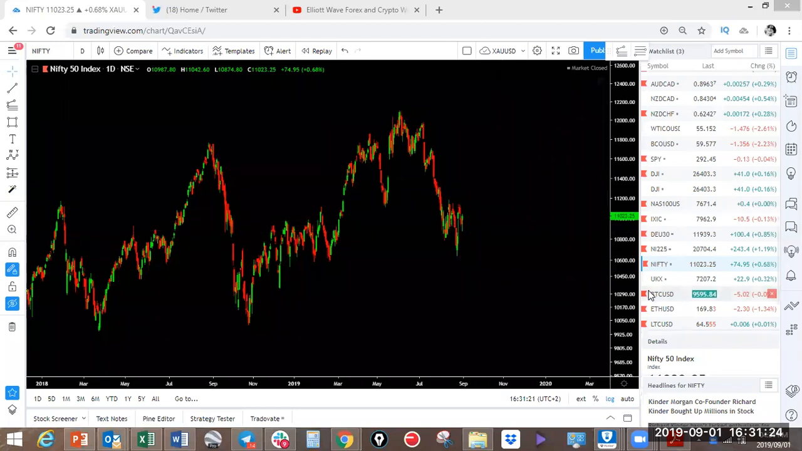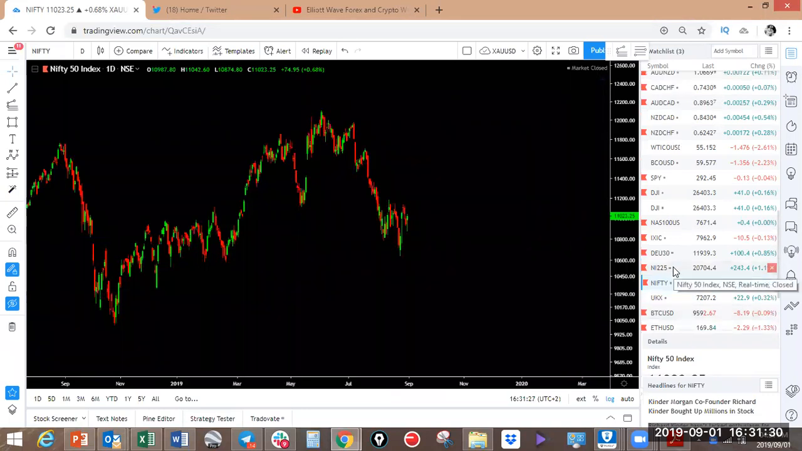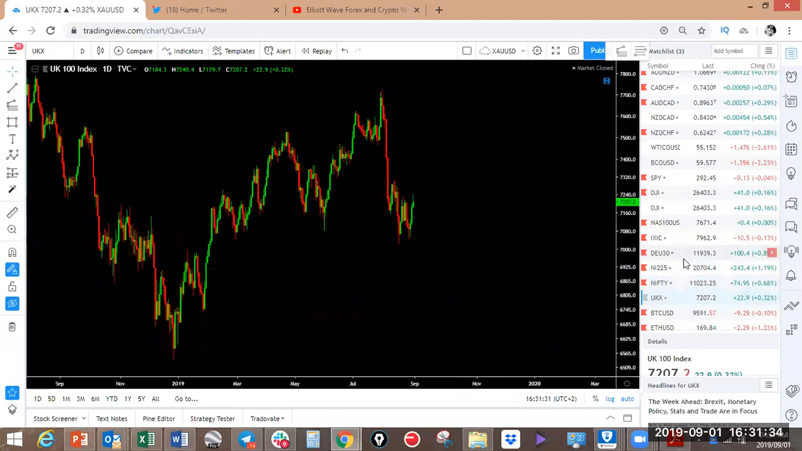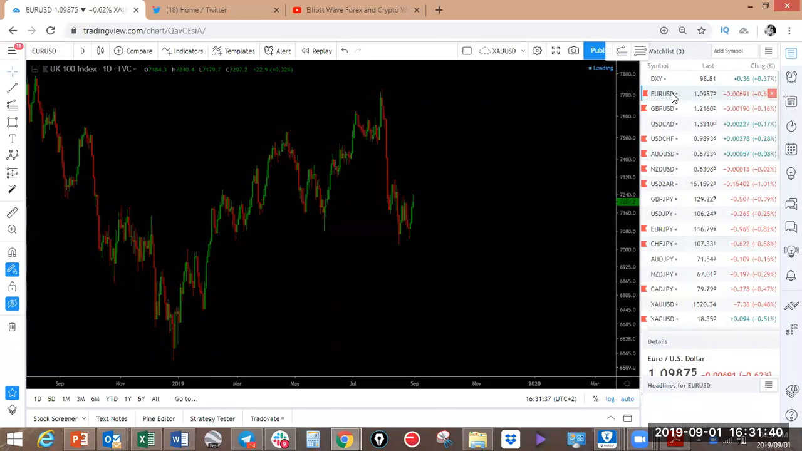All right, so that's what you're going to be looking at on the cryptos and the indices. I think we've covered all of that. And let's now look at, did we do UK 100? Yes, we have done UK 100 as well. So now let's look at the majors, the US dollar pairs. Start with Euro US dollar.